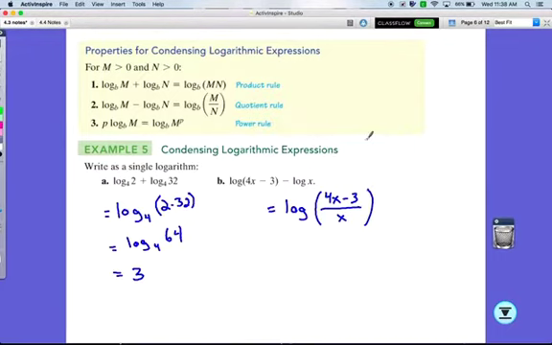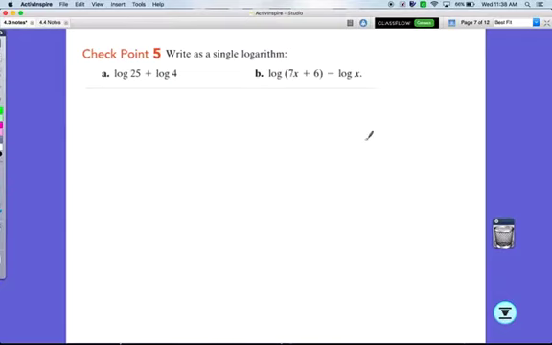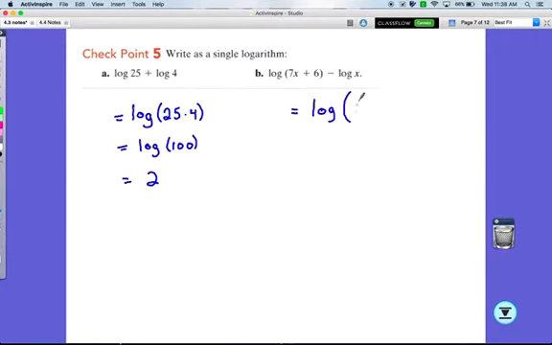All right, pause it and try your checkpoints. All right, here you go. This becomes the common log of 25 times 4. Well, that's 100. And since the common log has a base of 10, 10 squared is 100, so the answer is 2. On B, we have subtraction on the outside. So that becomes the common log of the first part, 7x plus 6, over the bottom x.